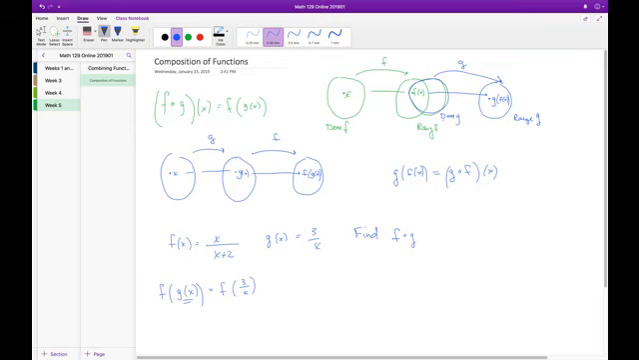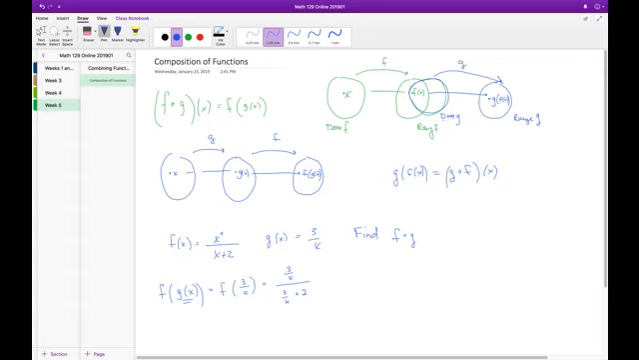And what does that mean? That means I go to the f function, and anywhere I see an x, I replace it with 3 over x. So this would be 3 over x over 3 over x plus 2. So this is the composition function.